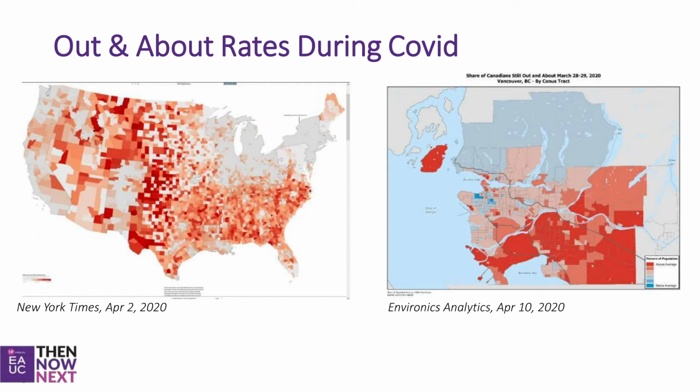So let's start by looking at some high-level changes in Canadians' behaviors this year. You may recall the coverage back in April about movement of populations in the US and Canada. The New York Times published an analysis at a county level in the US showing who was staying home versus going out at the height of the lockdowns. Here at EA, we did extensive analysis on Canada that was published in the Globe and Mail and on CTV.